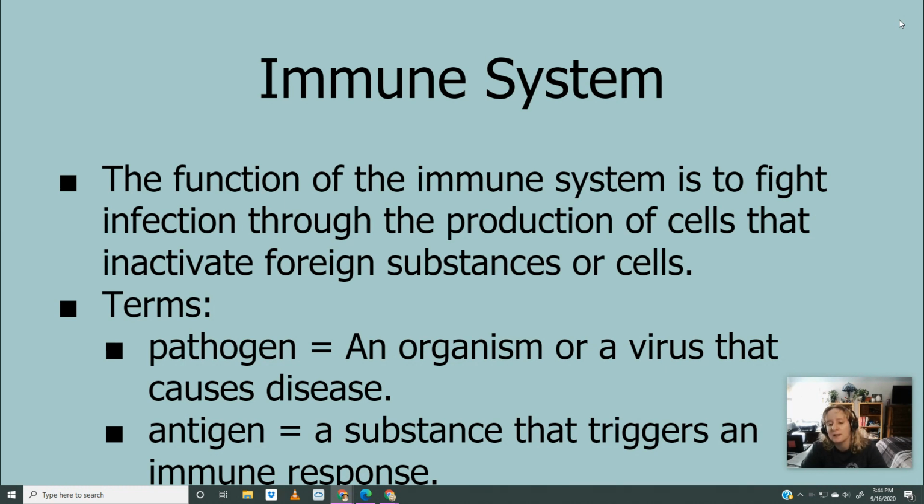So some terms that we need to know: a pathogen is an organism or virus that causes disease. And an antigen is a substance that triggers an immune response. So those are two things that we'll see cause your immune system to react.